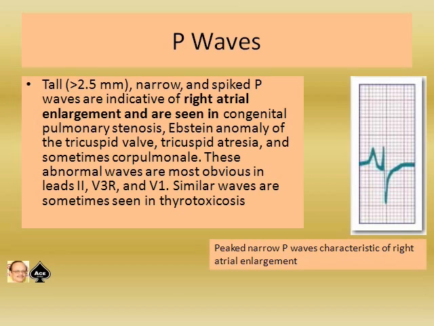In this panel I am showing some characteristics of the P wave. Tall P wave, that is more than 2.5 millimeter, and spiked P waves. Tall, narrow and spiked P waves are indicative of right atrial enlargement and are seen in congenital pulmonary stenosis, Ebstein's anomaly of the tricuspid valve, tricuspid atresia, sometimes in cor pulmonale. These abnormal waves are most obvious in lead 2, V3R and V1. Similar waves are sometimes seen in thyrotoxicosis, but thyrotoxicosis is not that common in children. It may be seen in adolescents who have Hashimoto's disease. Peaked narrow P waves, characteristic of right atrial enlargement, are shown in the picture on your right side.